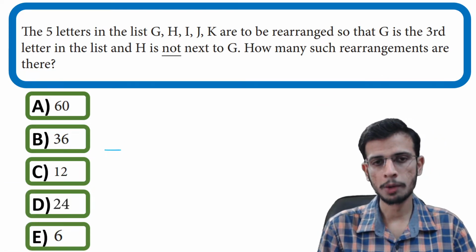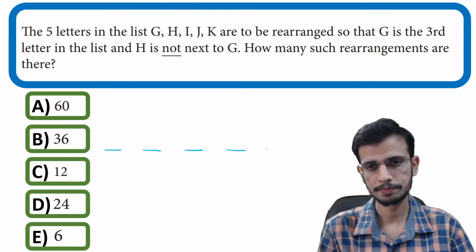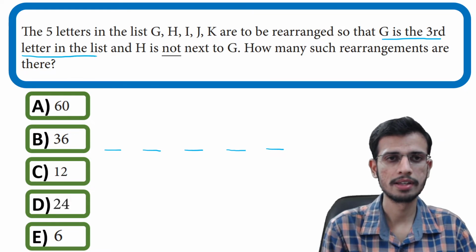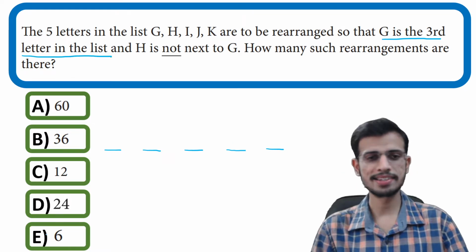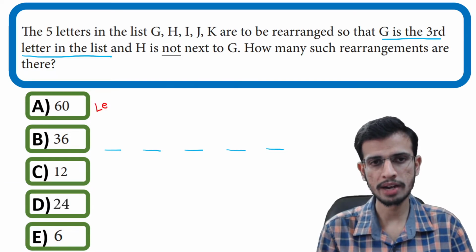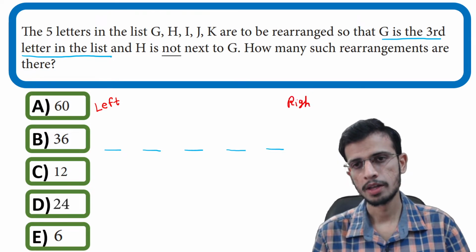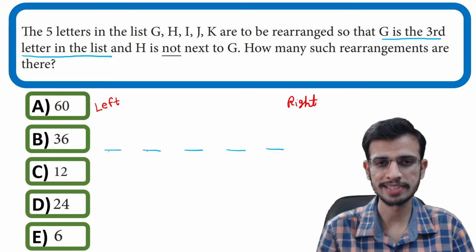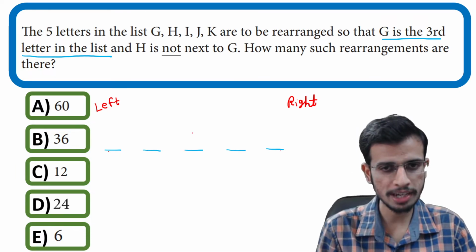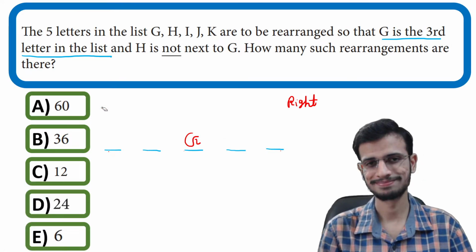So I have marked 5 places. G is the third letter in the list. You can count from the left hand side or from the right hand side. Take third from left: first, second and third. Take third from right: first, second and third. So G will be over here, from both sides.